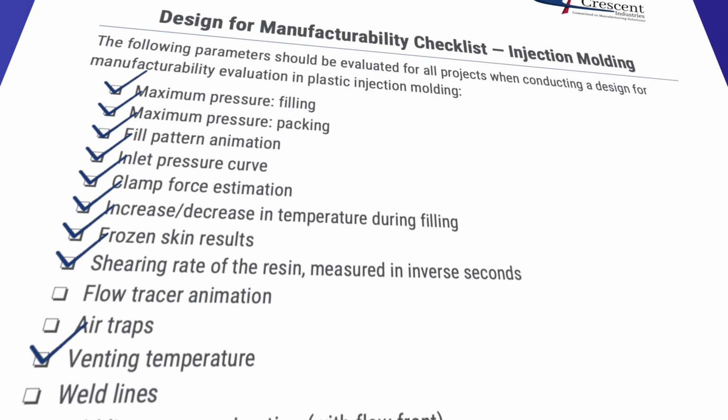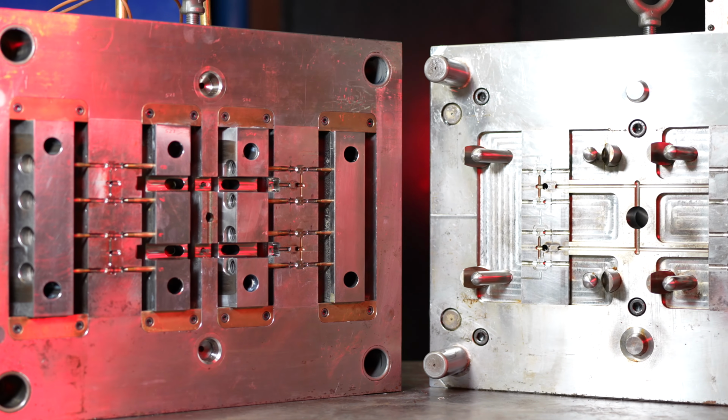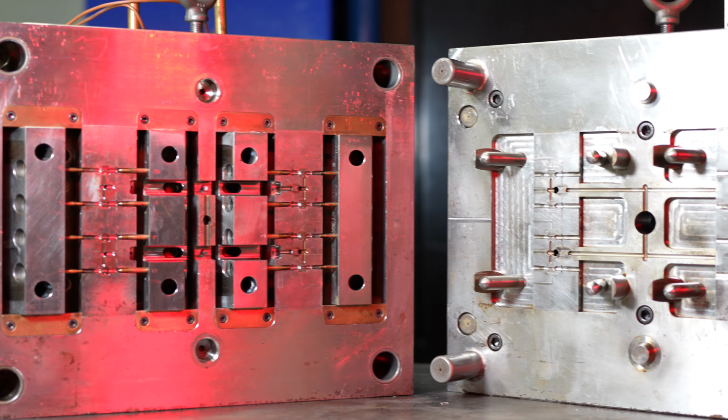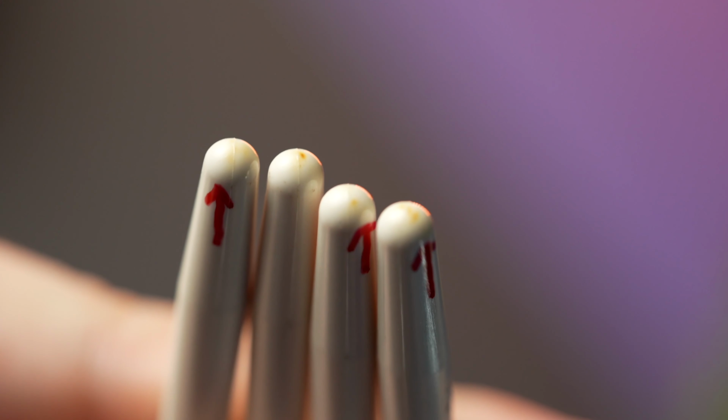Venting temperature is another critical item. When air is pushed out of the cavity through vents, those vents must handle the correct temperature range, since trapped gas can potentially lead to overly high venting temperatures, which causes burn marks, short shots, and surface defects.